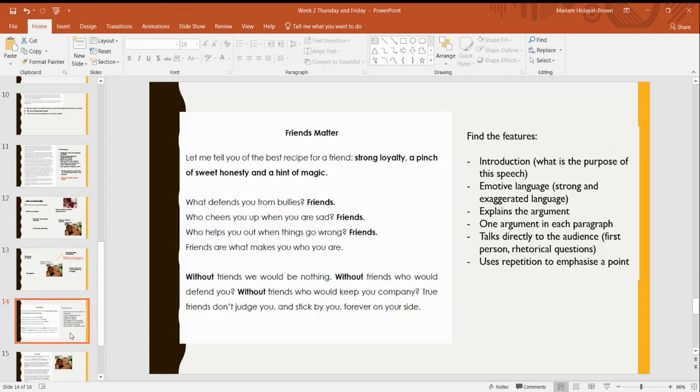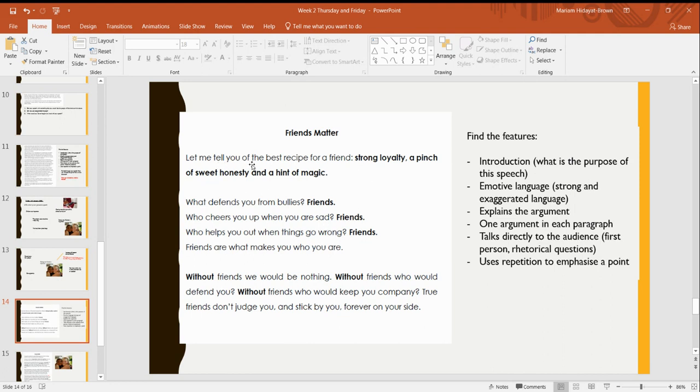Okay, and the next bit is, let's just have a little look at this example here. And let's just have a look at some of the features that we practiced using yesterday. So you need to make sure that you've got an introduction and you are giving the purpose of your speech. We also used rhetorical questions yesterday, didn't we? So there's some rhetorical questions here. And we've also used repetition as well. So how could you use that in your introduction? Let me just read this one here.